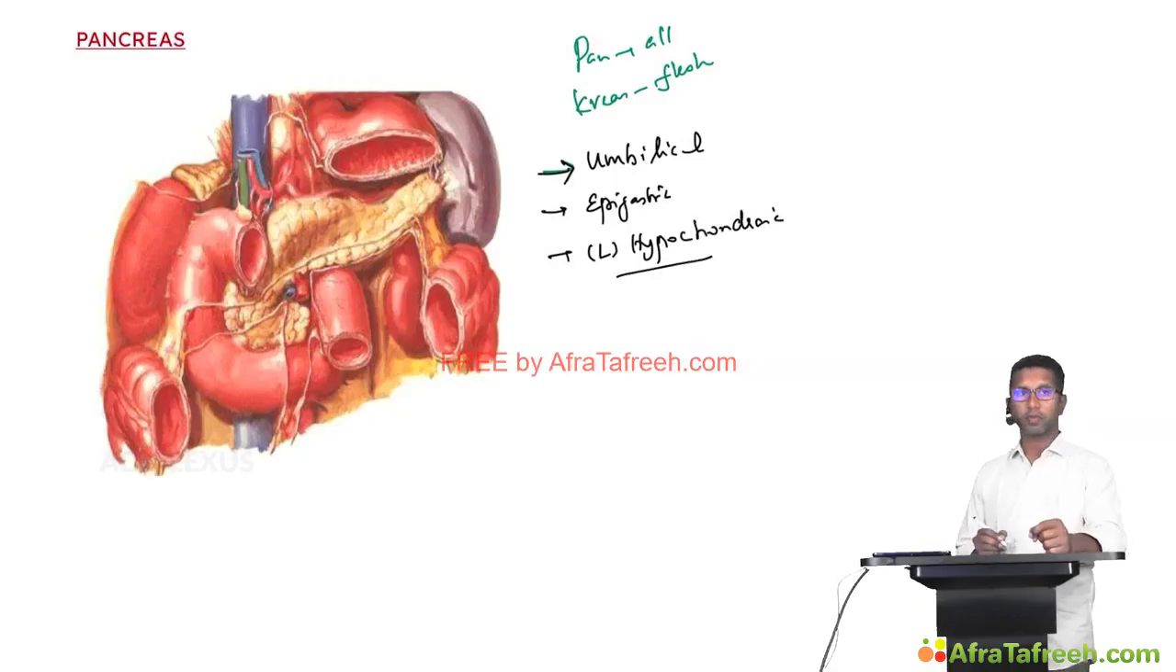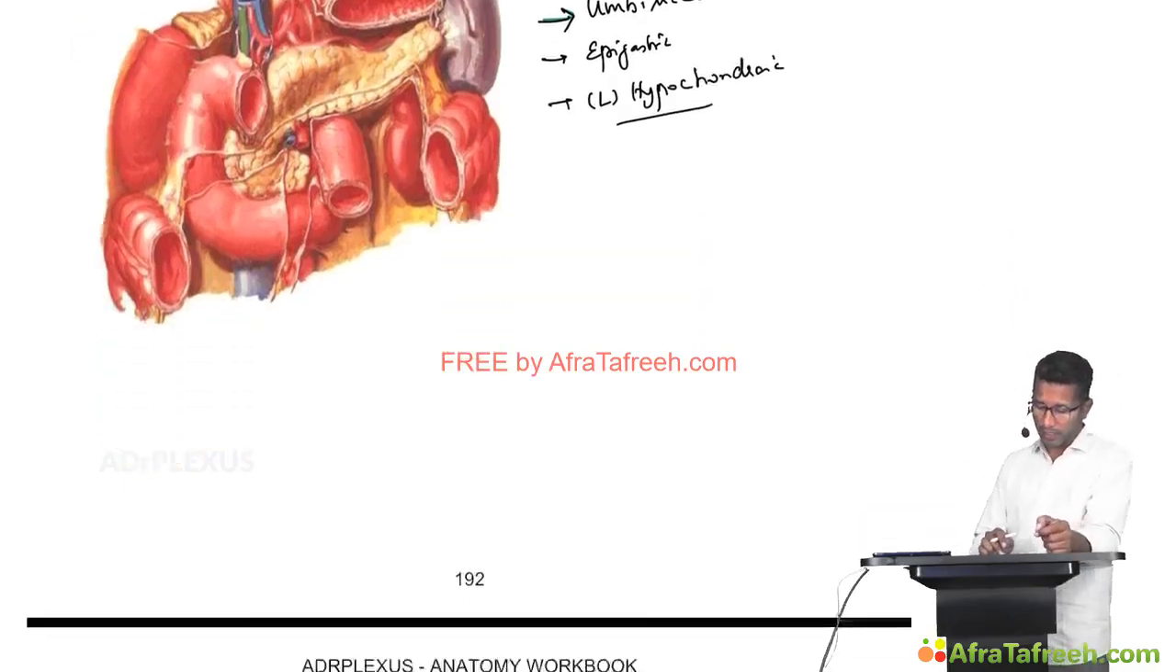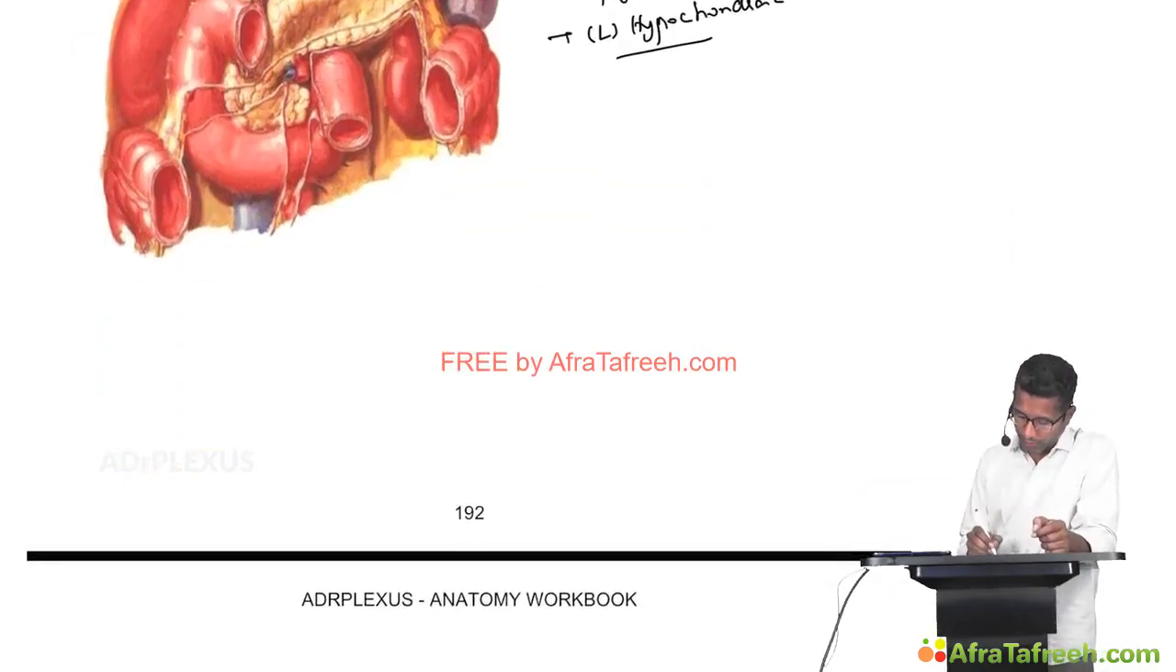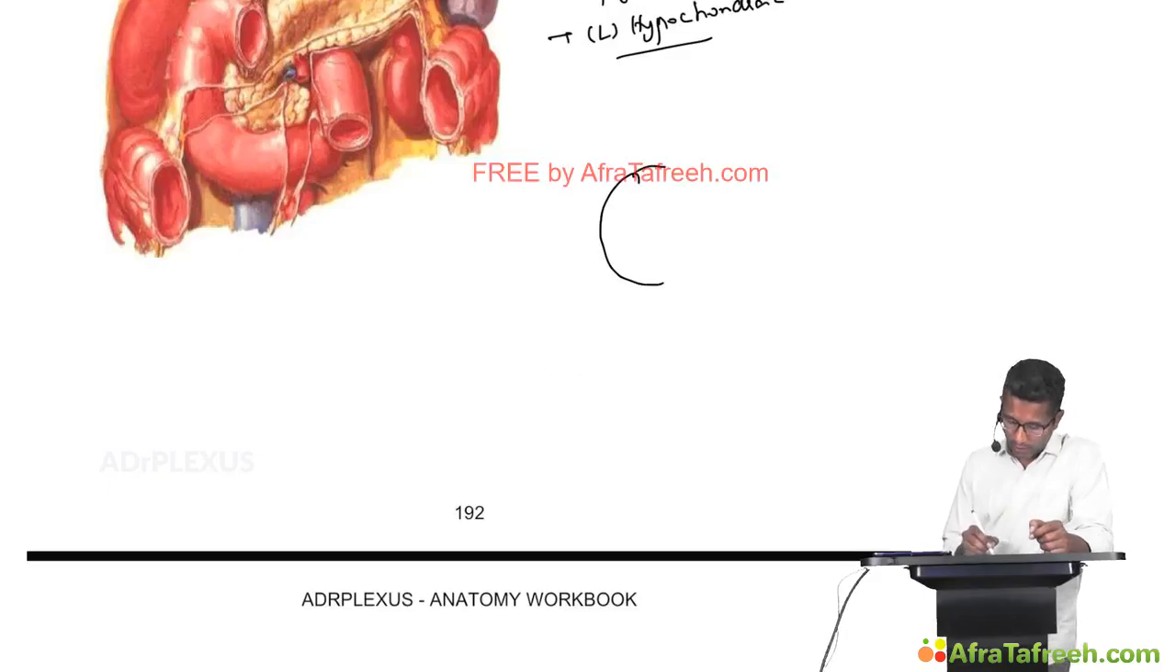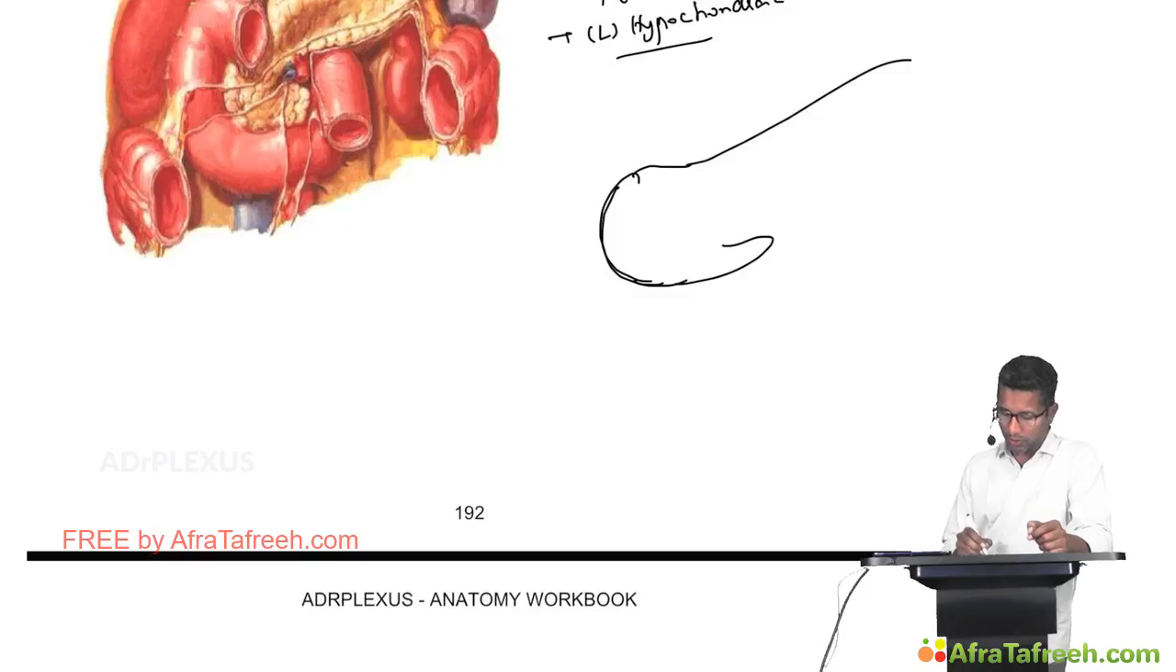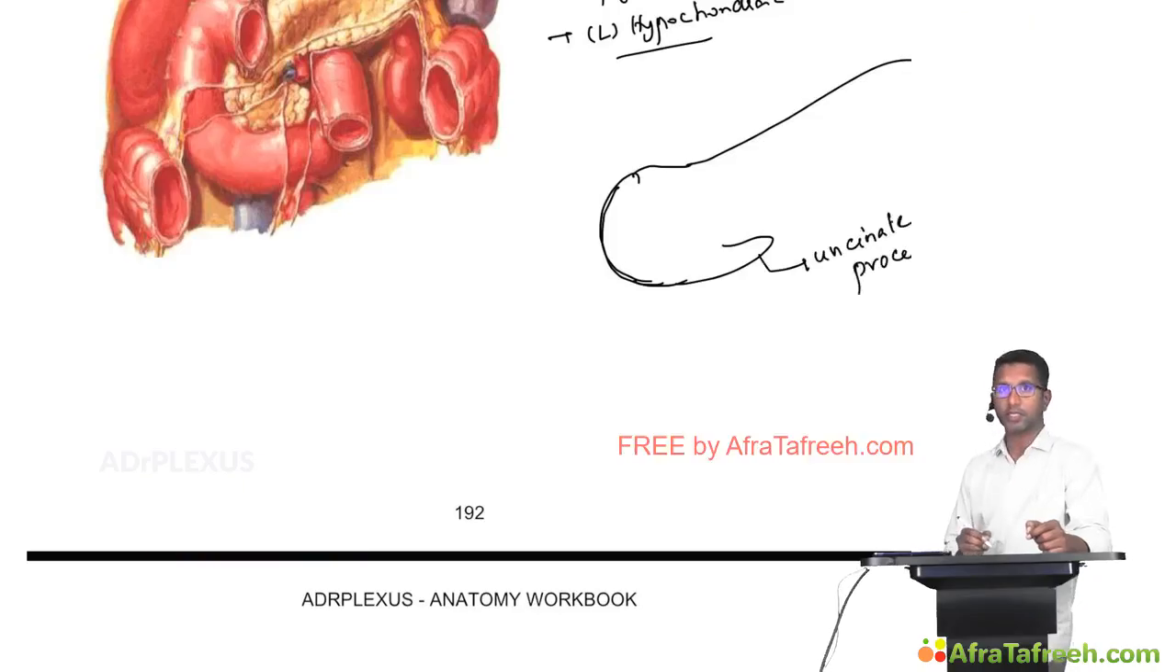If you take the pancreas, guys, it has the following structure. It has a head, a neck, and a body. If you trace the head, the lower border of the head forms a projection. This projection is called the uncinate process.